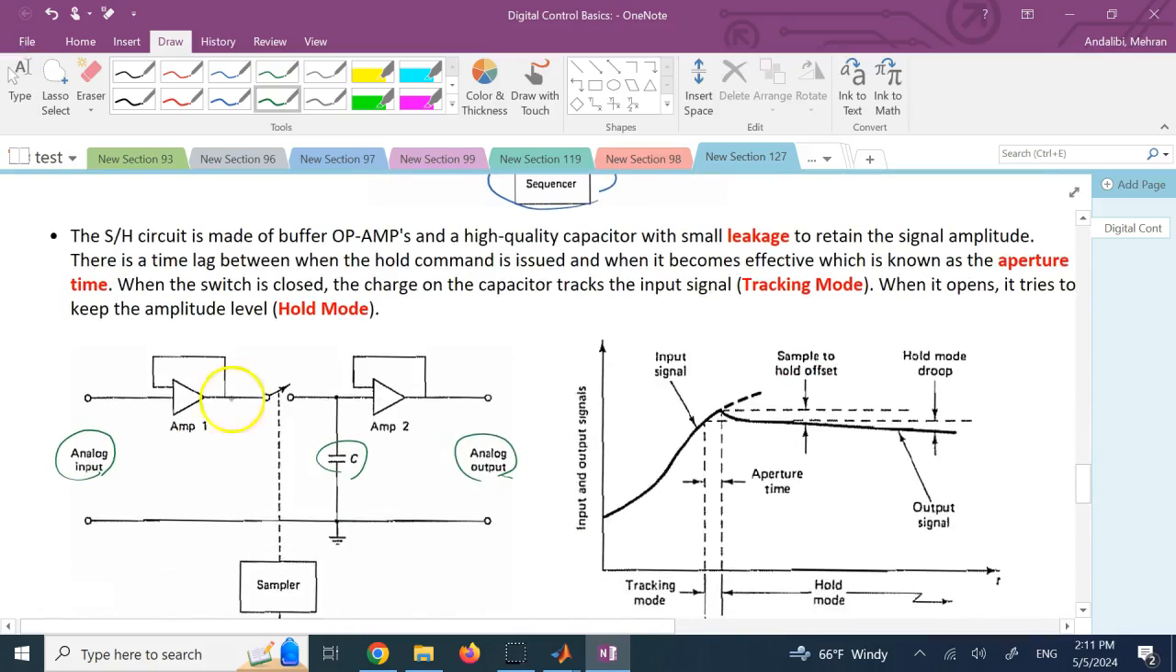So how does it do it? You have a couple of op amps. The first one is the buffer for the input. The second one is the buffer for the output. The voltage which is stored across this capacitor is exactly the one that is going to match the input voltage or input signal that is coming from the transducer. And this capacitor is a high quality capacitor that has very small leakage, and by leakage I mean a drop in the voltage. Okay, so it can retain the amplitude of the signal.